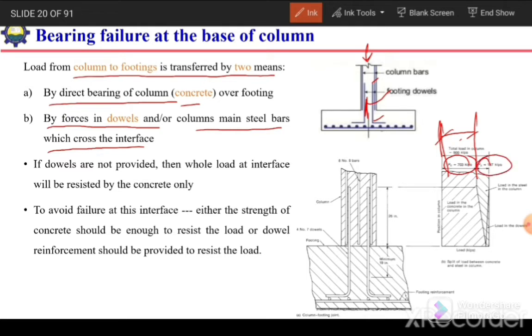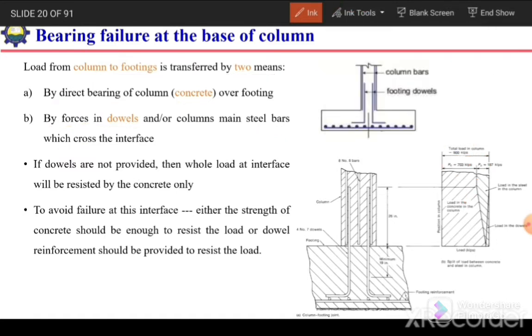The total load of the column is resisted by this concrete as well as steel. But as we go downward near the interface between column and the footing, if the reinforcement of column is terminated at the face of the footing, the load carried by this steel will continue to decrease, and it will become 0 at the face of the footing. And as a result, the total load will be resisted by the concrete.